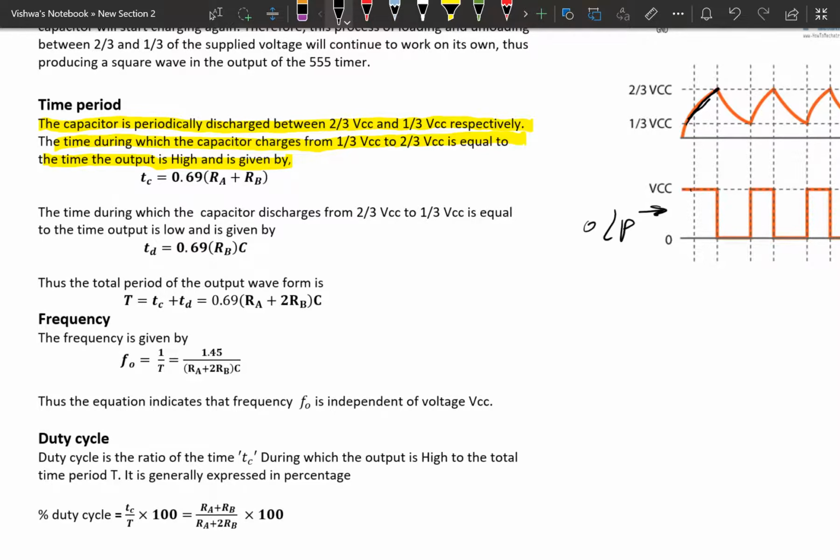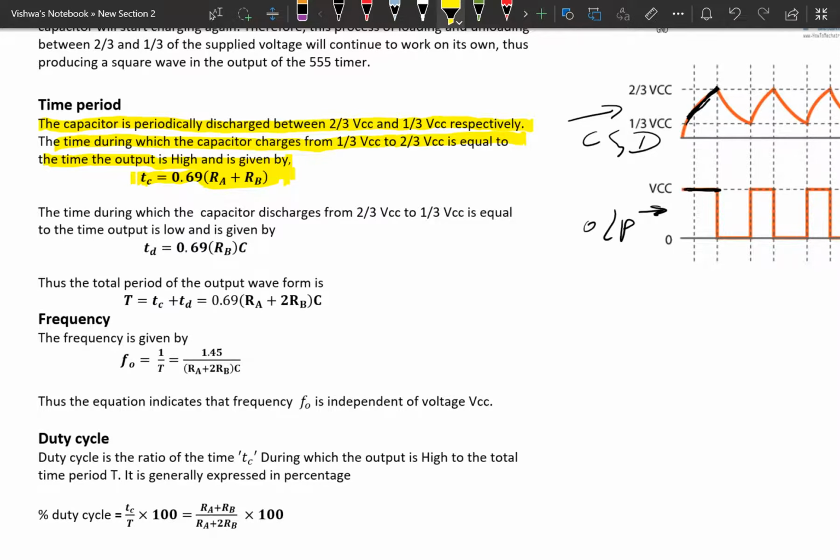So this graph indicates charging and discharging. Now it is charging from 1/3 VCC to 2/3 VCC, then the output is high or 1, and that is given by the time constant TC. TC indicates the time constant for charging. It is 0.69 times (RA plus RB), because the capacitor charges through these two resistors RA and RB.